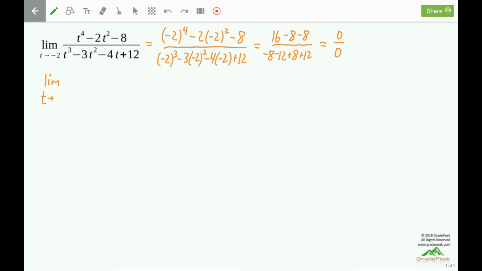So we have limit as t goes to -2 of, now the numerator is a trinomial quadratic in t squared. T squared times t squared is t to the fourth, and we have the middle term with the t squared, and then the constant, so this will factor with a t squared and a t squared. We need two numbers that multiply to be a -8 and add to be a -2. It sounds like a -4 and a +2 will work for this.